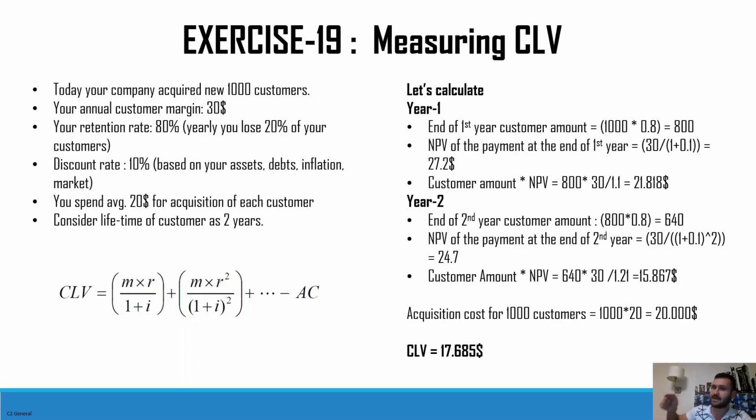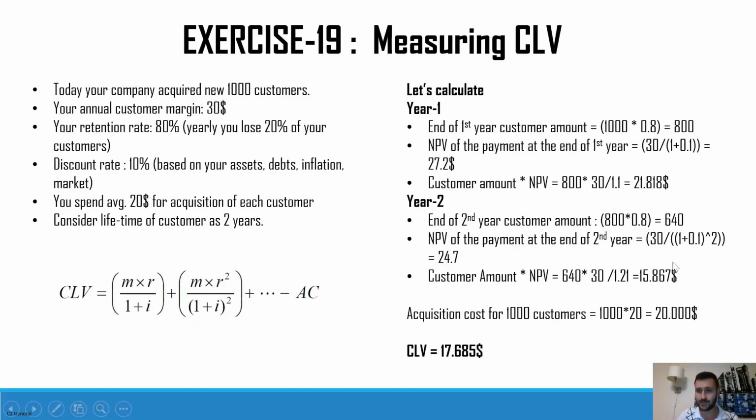So you need to come back twice to see the equivalent of that money today. You need to divide it by 1 plus 0.1 twice. So this power 2 stays there. It equals $24.7, which means that getting $30 2 years later equals getting $24.7 today. So you need to multiply 24.7 by 640, which ends up around $16,000.